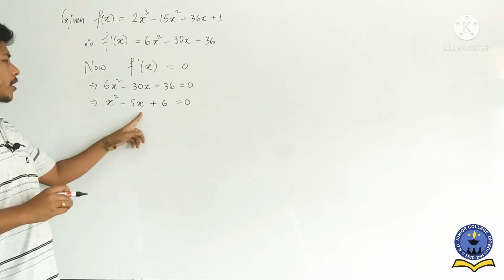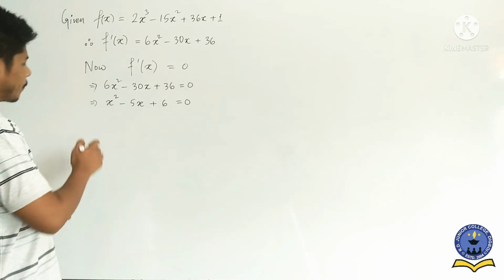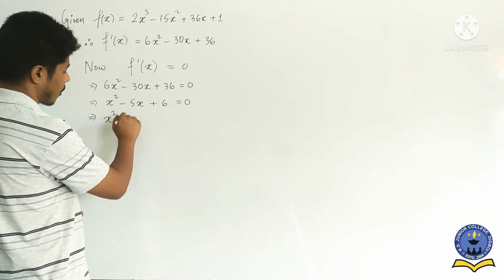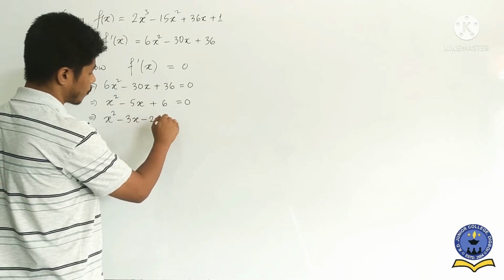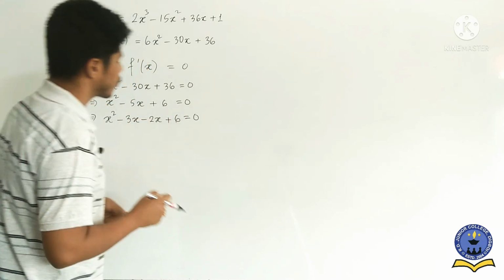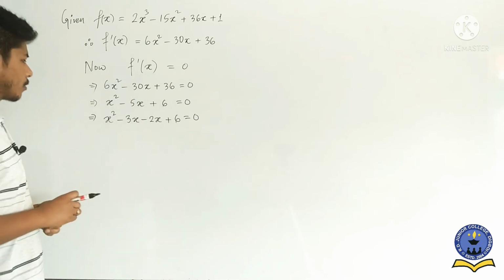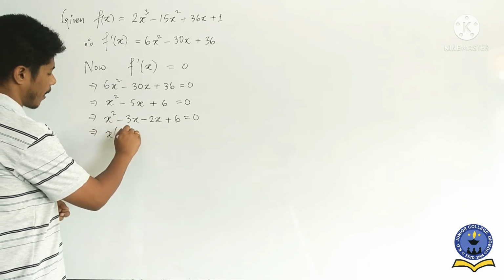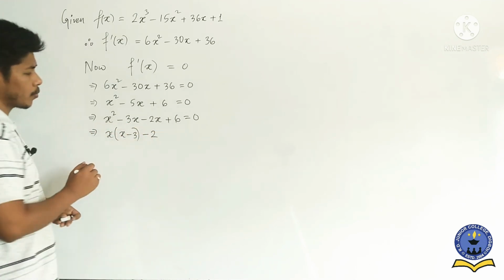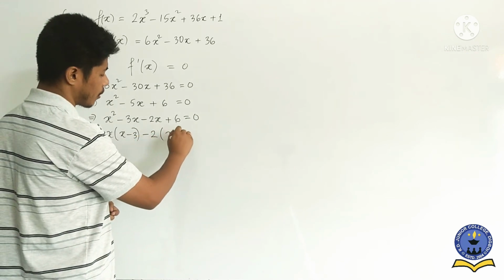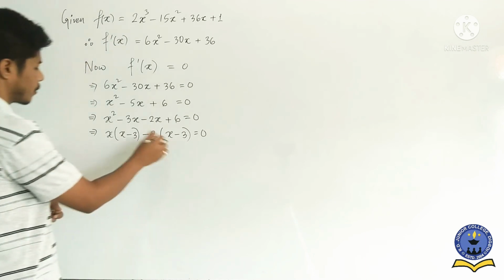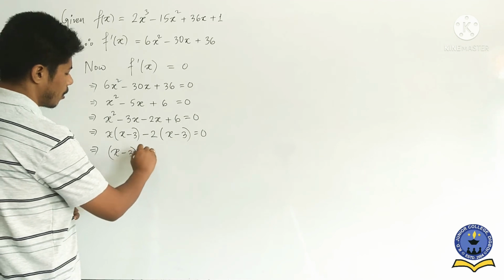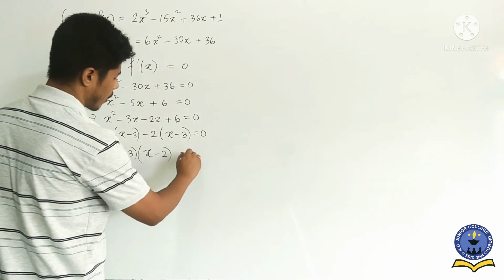Now if we factorize this, x squared minus 3x minus 2x plus 6 by the middle term splitting method. Here 3 times 2 is 6, and 3 plus 2 is 5. From the first two terms, x is common, so what remains is x minus 3. From the second part, minus 2 is common, so what remains is x minus 3, equals 0. Now from these two, x minus 3 is common. If we take x minus 3 common, what remains is x minus 2 equals 0.